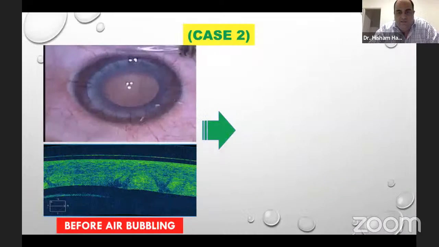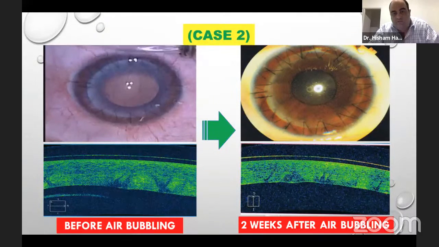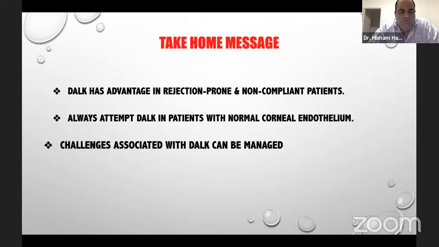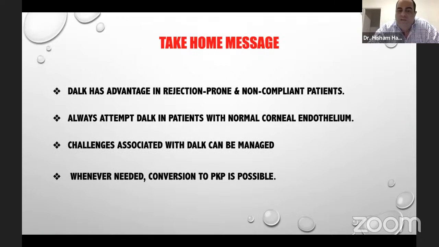Another example for anterior chamber bubbling with similar findings. So my take-home message is, although DALK is a stressful procedure for me as a cornea surgeon, it has saved a number of patients who are either more susceptible to rejection or non-compliant with long-term steroid treatment, topical, and sometimes we have to use systemic as well.